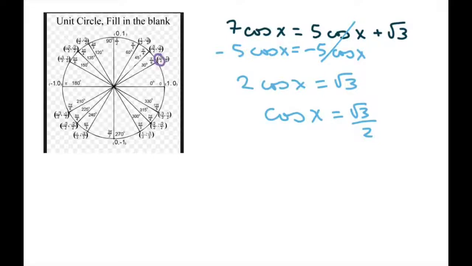It's right here. And cosine is the x. Remember, this is your x. It's also going to be here, because cosine is positive in quadrants 1 and 4. So our solutions are, and since they said from 0 to 2 pi, we have to write this in radians. So our solution sets are going to be pi over 6 and 11 pi divided by 6.